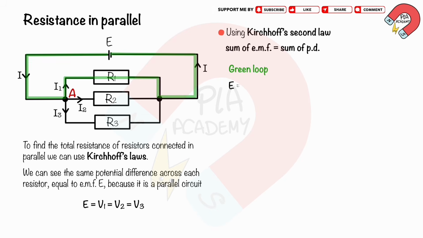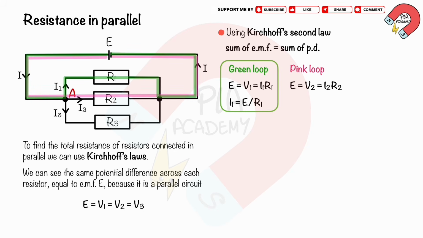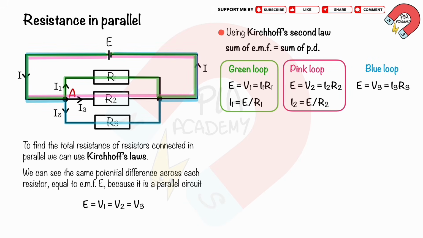For the green loop, the EMF E equals PD across R1, which is V1, and V1 equals I1 R1. So, I1 equals E over R1. For the pink loop, the EMF E equals PD across R2, which is V2, and V2 equals I2 R2. So, I2 equals E over R2. For the blue loop, the EMF E equals PD across R3, which is V3, and V3 equals I3 R3. So, I3 equals E over R3.